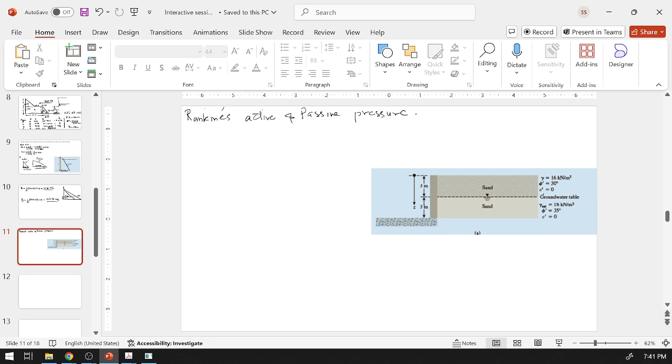Okay, so we have been given 5 meters of 30 degrees, 5 meters of 35 degrees. Both are sands, but there is a little bit of difference in the denseness. So let's go for active first initially. So we will have a Ka1 equals 1 minus sine of 30 over 1 plus sine 30, and we will have a Ka2 equals 1 minus sine 35 over 1 plus sine 35. 1 minus sine 30 divided by 1 plus sine 30.